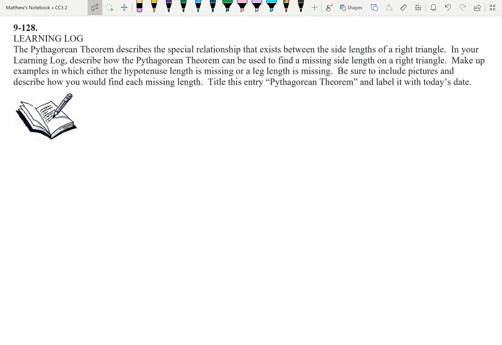And then you're going to finish off here with a learning log. In our learning log, we are going to describe how the Pythagorean theorem can be used to find a missing side length on a right triangle. And we're going to make up examples in which either the hypotenuse length is missing or a leg length is missing. Be sure to include pictures and describe how you would find each missing length. And then we're going to title this entry Pythagorean theorem.